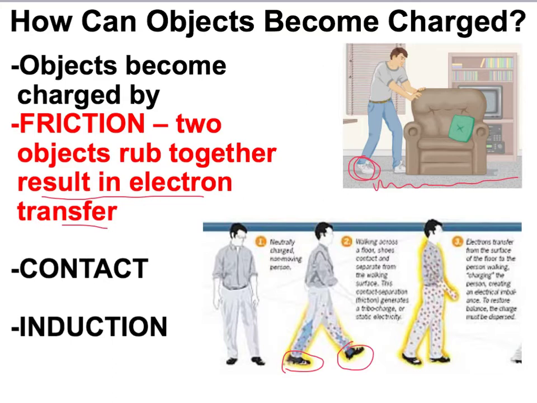you're actually picking up electrons from the carpet. And those electrons move all through your body. So, where did you get those electrons from? Those electrons transferred from the carpet to you, and you became charged. So you're becoming more negative, and the carpet is becoming more positive. So, both you and the carpet became charged by friction.